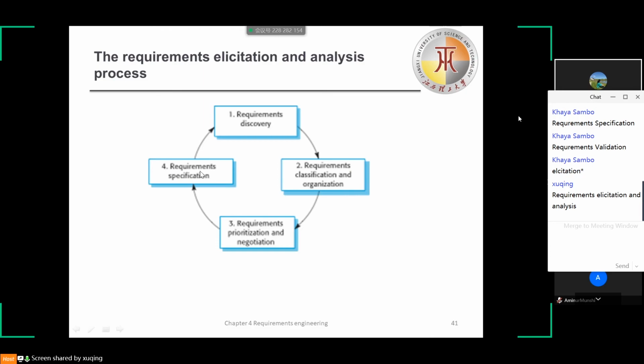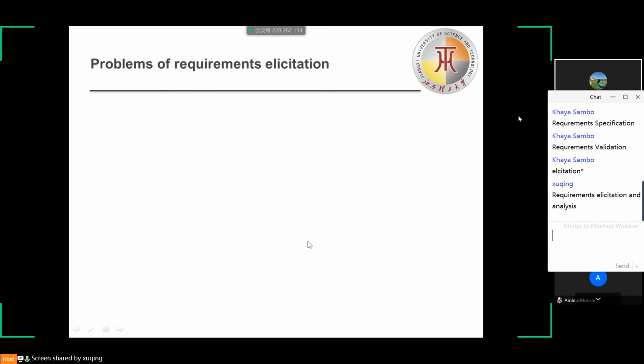This cycle will end when the requirements document is complete. However, eliciting and understanding requirements from system stakeholders is a difficult process as we have different reasons. We'll see the reasons causing problems of requirements elicitation. The first reason is that stakeholders don't know what they really want.